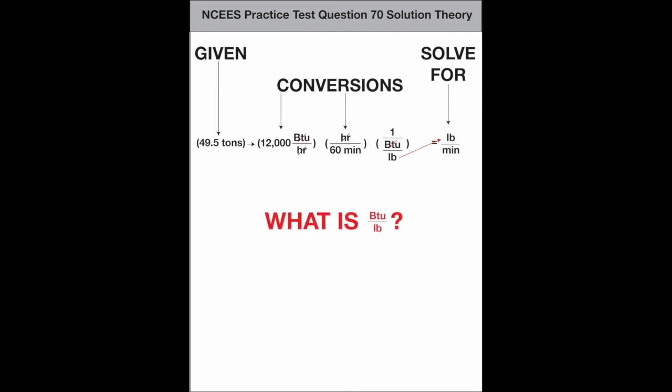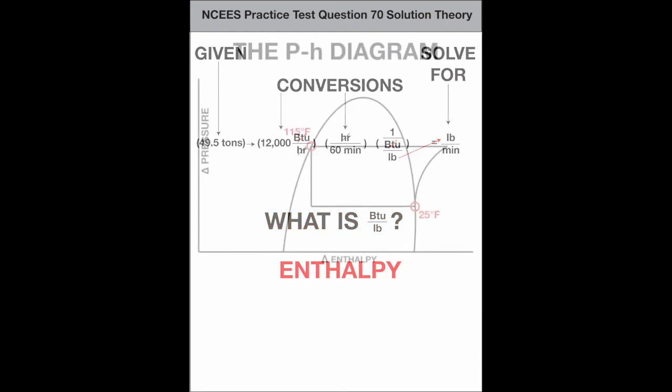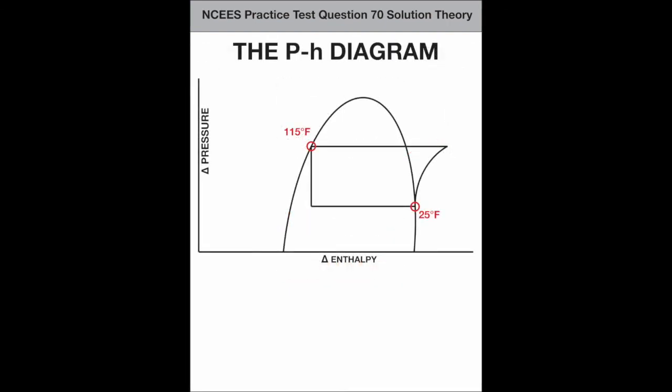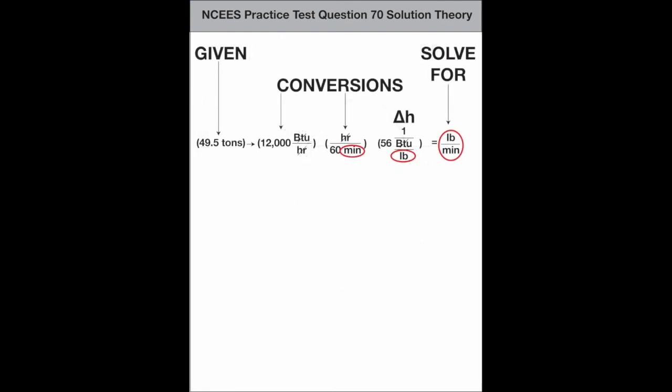What is BTU per pound? You should know that automatically. It's enthalpy. You have the 2 points on the pH chart showing the refrigeration effect within the saturation dome. Between those two, there is a delta H, which is the value in the units needed. 106 and 50. The delta is 56. Now, convert and cancel out. The solution is 176.8 pounds per minute.